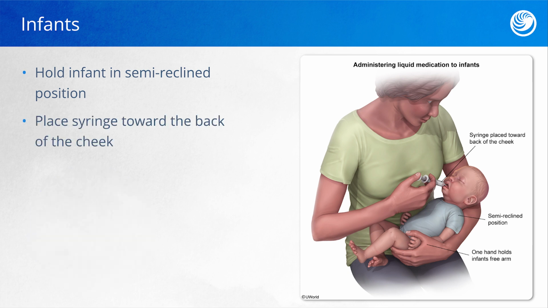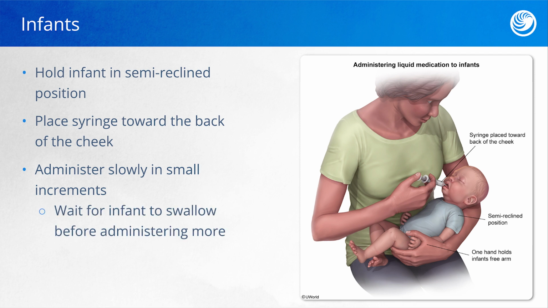Next, the nurse will administer the oral medication via an oral medication syringe. The syringe needs to be placed towards the back of the cheek. Administer the medication in slow, small increments. This is to reduce the risk of aspiration or choking. Wait for the infant to swallow each small amount of medication prior to administering more medication.